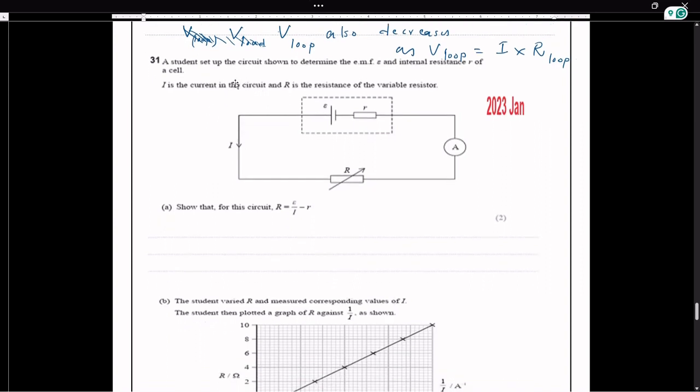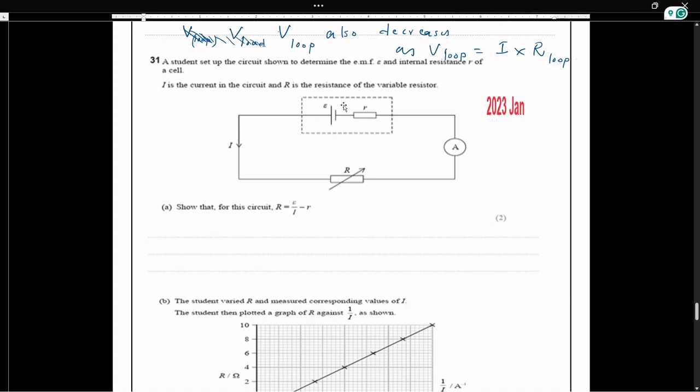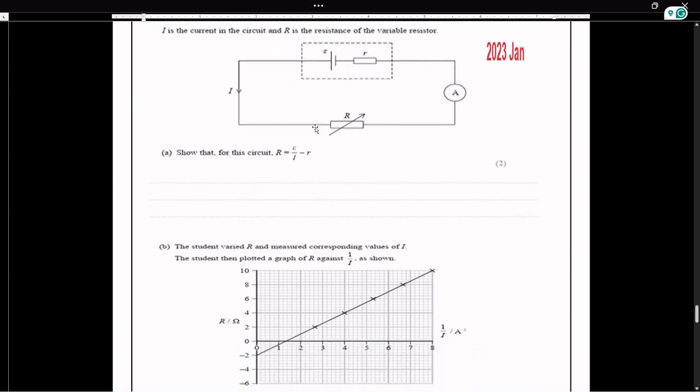A student set up the circuit to find out the EMF and the internal resistance of the cell. Current I is given. You can observe the circuit. Show that for this circuit R is E over I minus r.